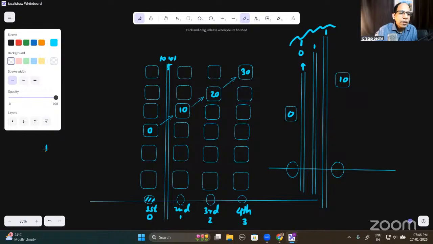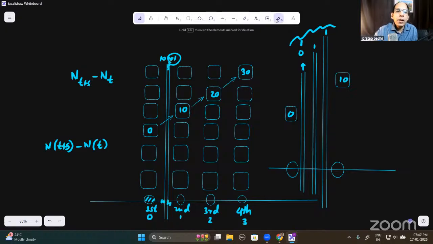So what we say is, if I write N(t+s) minus N(t), this is the small interval. What is N(t+s)? If this is t plus s, this is N(t+s). Sorry, this value. This is the time I've written, the time I have to write here. Suppose, let me erase.